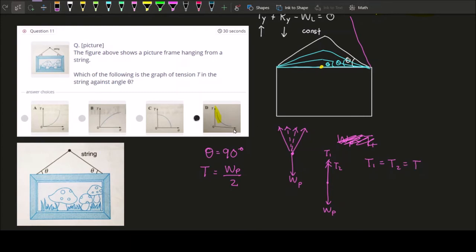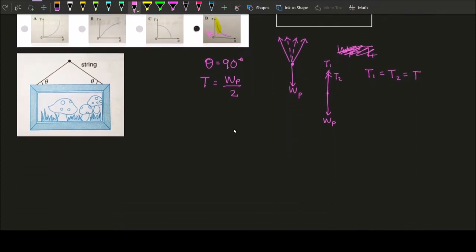Okay, so that's the idea. So you slowly decrease until you reach this point, where the tension will be equal to WP over 2. That's the idea behind it. If you have a question, ask in the group. Okay, that's all for question 11. Let's move on to the next question.